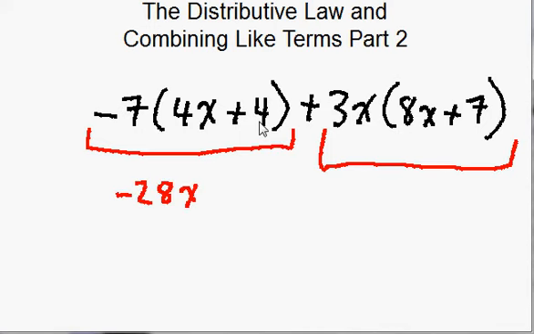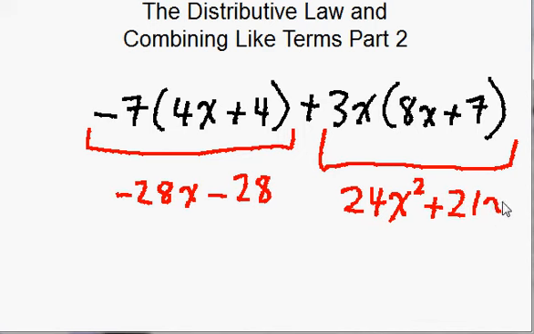Negative 7 times 4 is, again, negative 28, but I don't have the x there. Then here I've got 24, and here's the tricky part. I've got 3x being multiplied by 8x, and that gives me 24 what, Bonnie? X squared. X squared, or x times x, right, x squared. And then I've got 3x times 7, which is plus 21x.